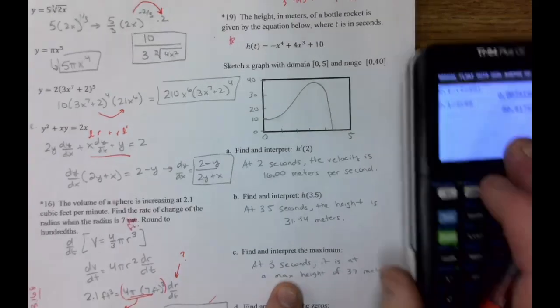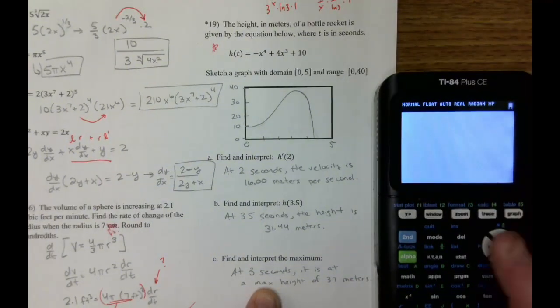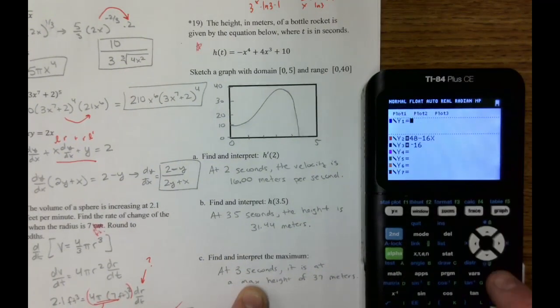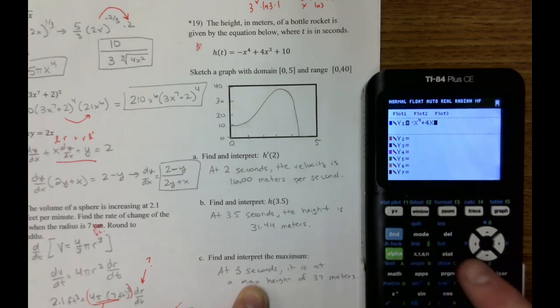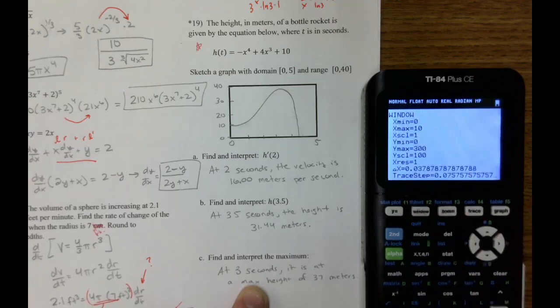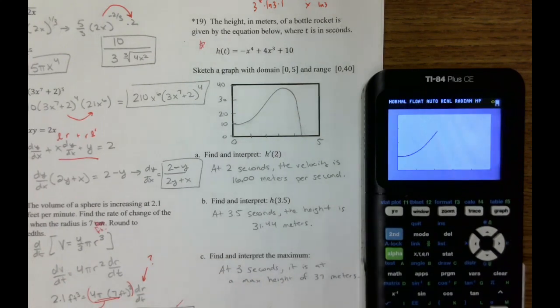Now, what about the maximum? Well, if we want to get the maximum, let's go ahead and see what this picture looks like. Let me graph this real quick. Negative x to the 4th plus 4x cubed plus 10. My window is 0 to 5, 0 to 40. And there's a picture of my graph.